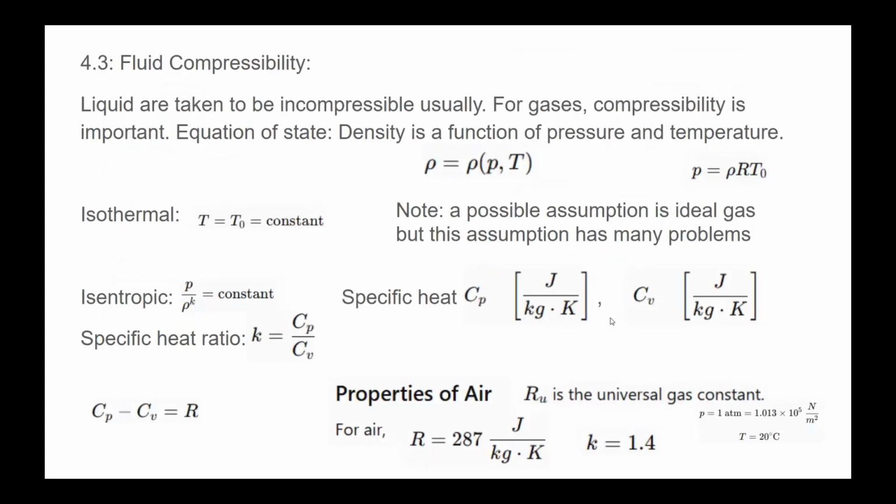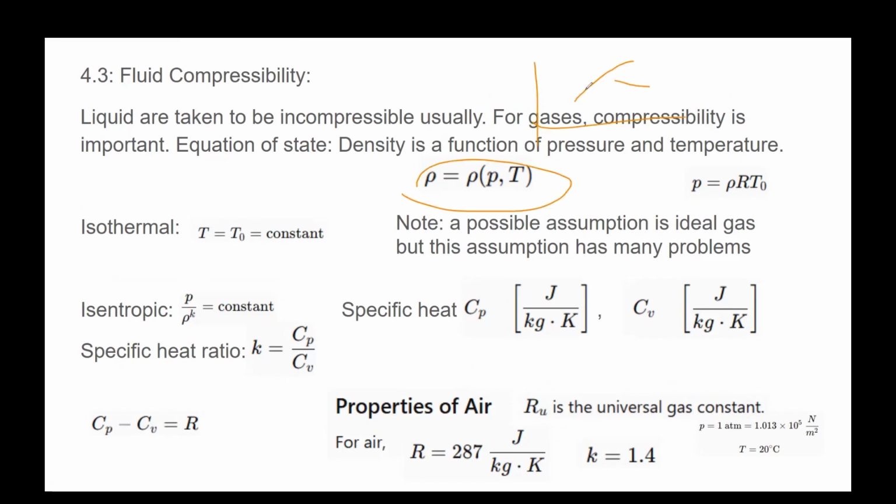Here's fluid compressibility. Fluids are usually taken to be incompressible. For gas, compressibility is important. Equation of state: density is a function of pressure and temperature. So here's the thing, this is actually just thermodynamics. You know the whole chart and how to figure out the pressure and all that. Over here is a simplification of it, which is the ideal gas. I don't like ideal gas often because it is a very big assumption and makes 10% error in CFD codes, but they still do it.